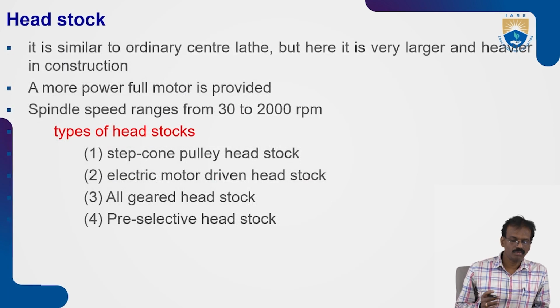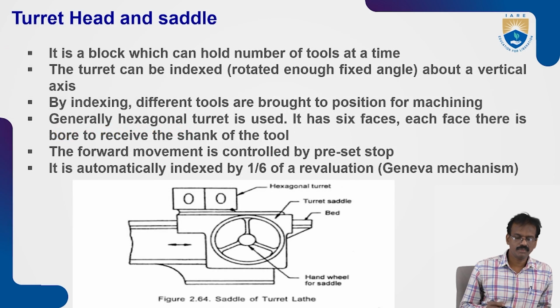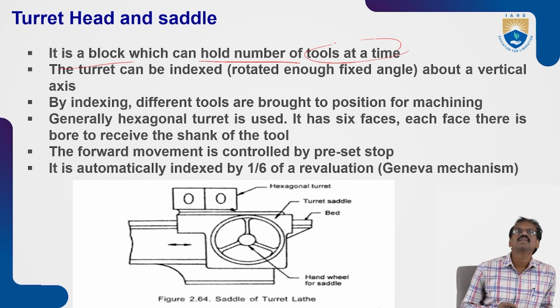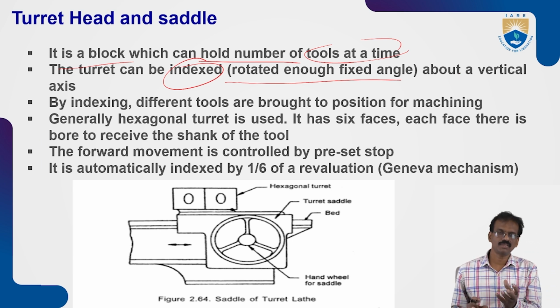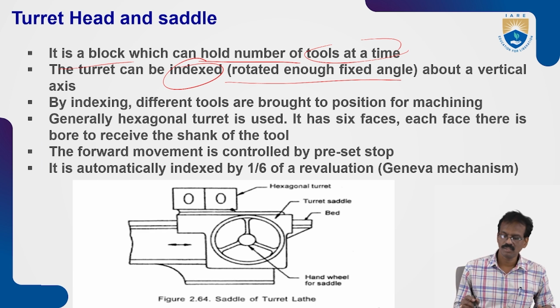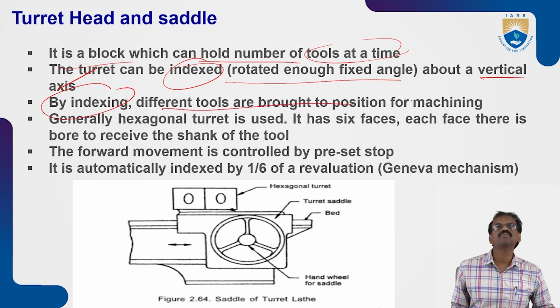The headstock, there are different types of headstocks also. The turret head, already discussed. It is a block which can hold tools at the same time. The turret can be indexed. Index means rotated by a fixed angle. If you rotate this, the next face comes, which means the next tool comes into position about the vertical axis. So by indexing, different tools are brought into position for machining.